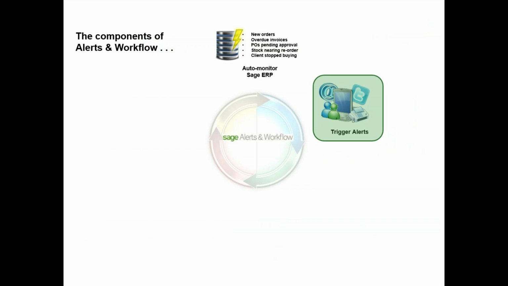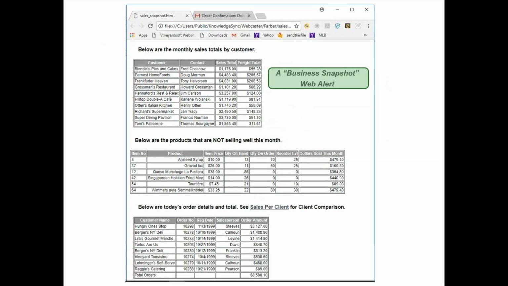Now, as its name implies, the first function that Alerts and Workflow provides is the sending of alert messages. Now, most people assume that these alerts are going to get sent via email, and although that is one of the most common alert delivery methods in the product, it's far from the only alert delivery method.